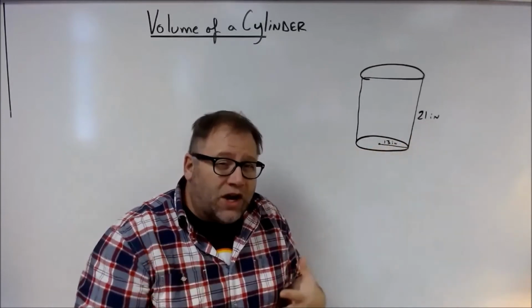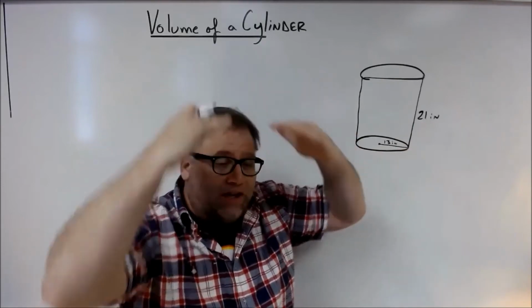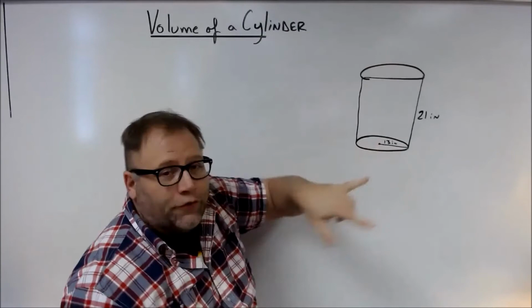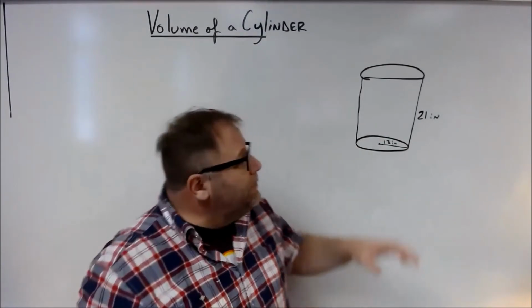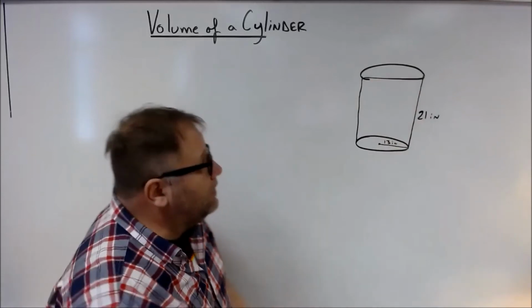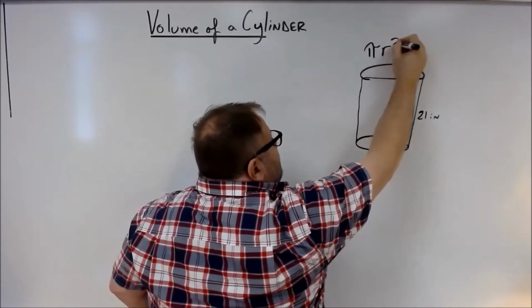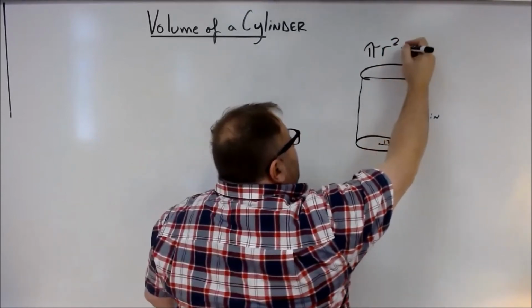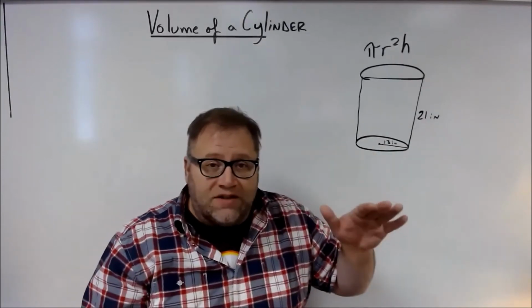Now remember that when we talk about this word height, we're not talking about how tall something is. We're talking about how far each of these shapes is. How far is this oval from that oval, or that circle from that circle? So to do this, here's the formula. The formula is pi times radius squared. That's the area of the circle. And then we're going to multiply that by the height, which is the distance between the two bases.